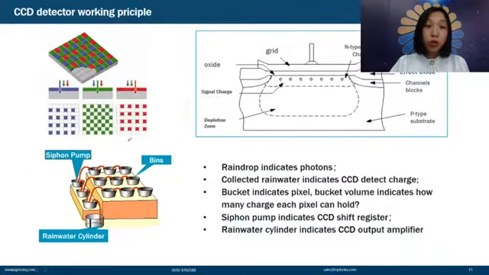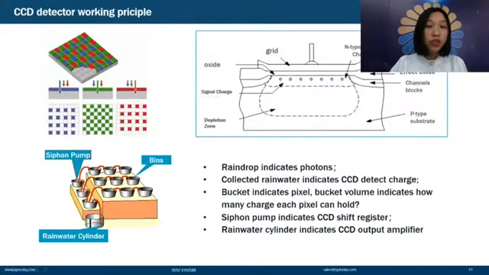When a photon shoots on the light, it's just like rain coming down. And these are the bins. We call this a small bucket. We can store rainwater here, just like stored electric charge. And different bins can store different volumes of rainwater. After storing the rainwater in the bins, we pour it down to this siphon pump.